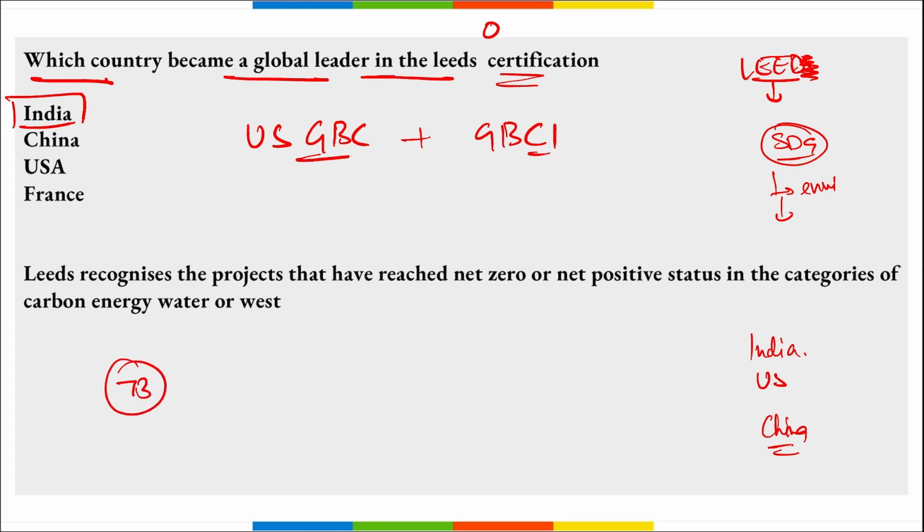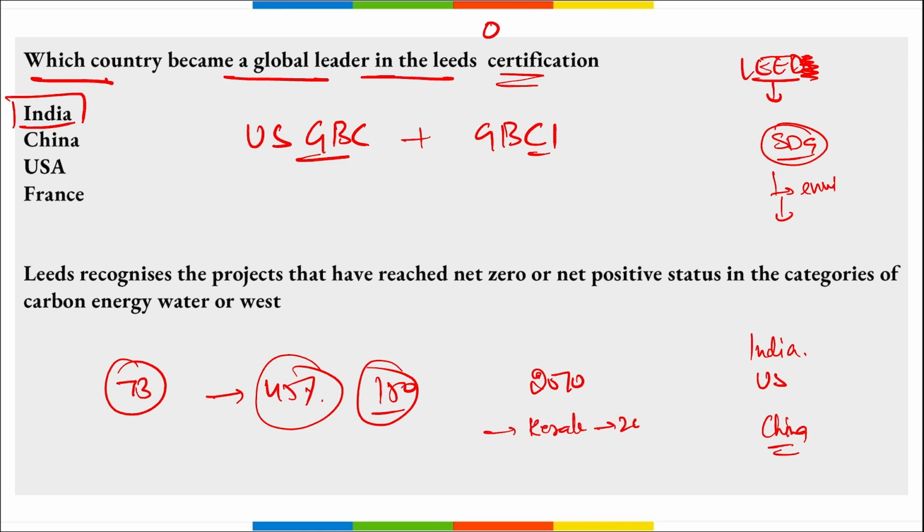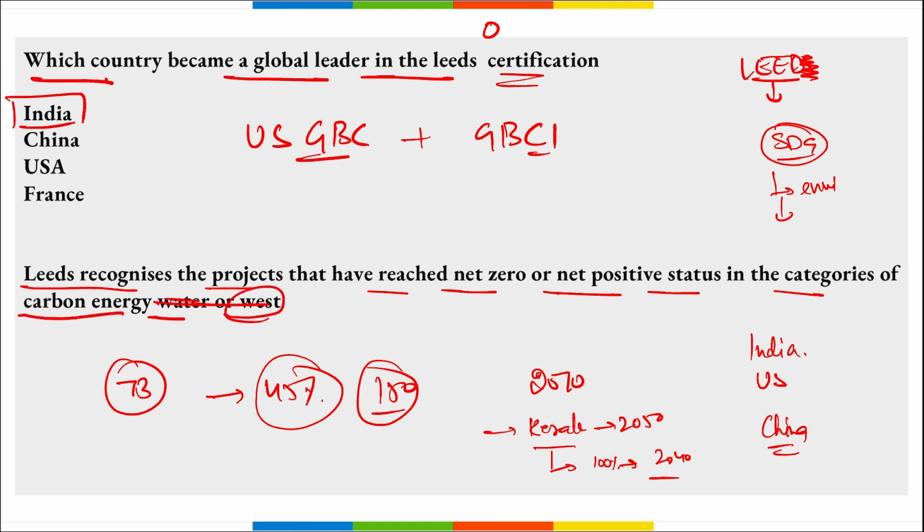India has a total of 73 LEED Zero certified projects that comprise 45% of more than 150 total LEED Zero projects. They are in Haryana and Tamil Nadu, leading the way in India. The target of India to become carbon neutral is 2070. The target of Kerala to become carbon neutral is 2050, and it aims to shift towards 100% renewable and sustainable energy by the year 2040. And remember, LEED recognizes projects that have reached net zero or net positive status in the categories of carbon, energy, water or waste, and your renewable energy. So this is regarding your LEED Zero certification. Here India has topped according to the US GBC and GBCI.